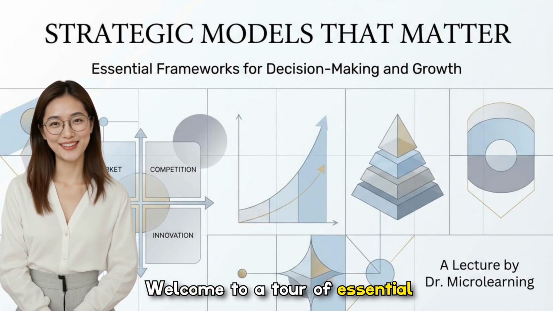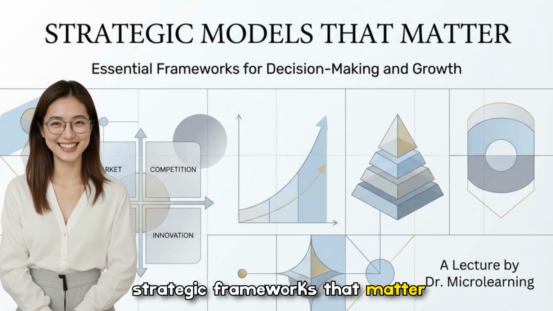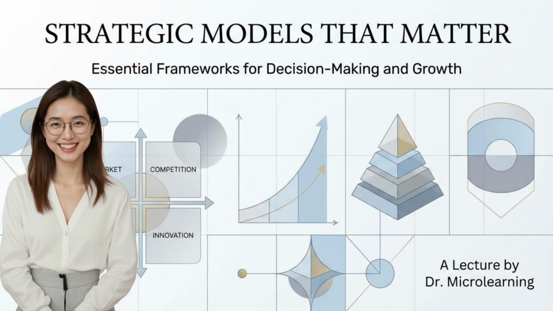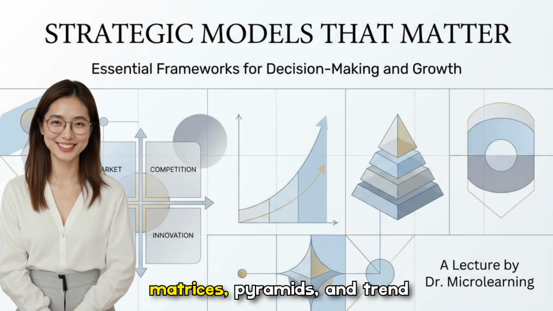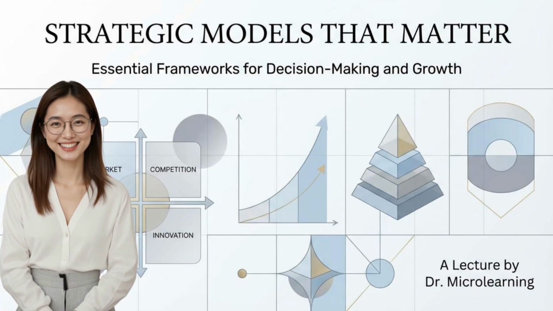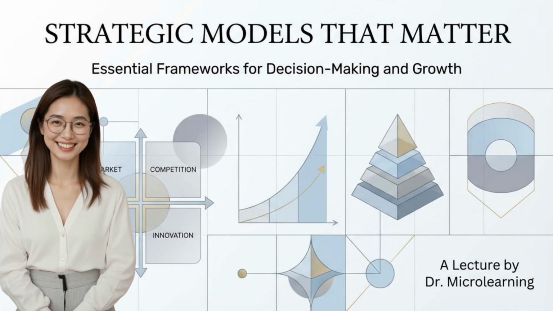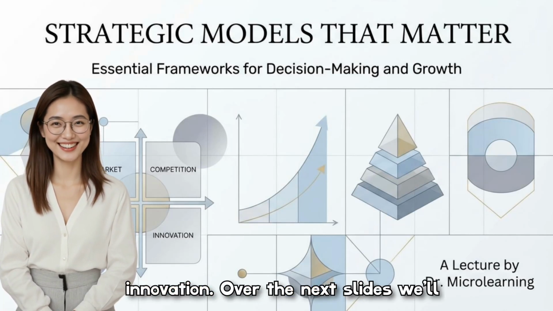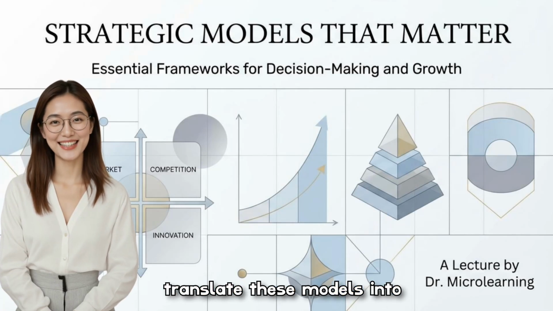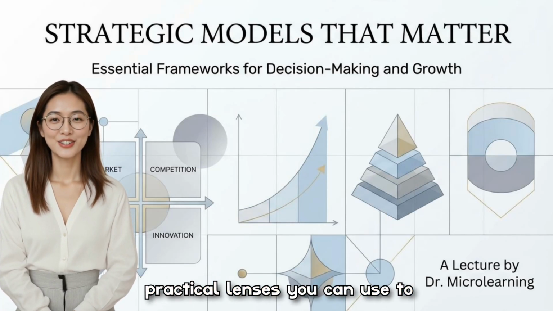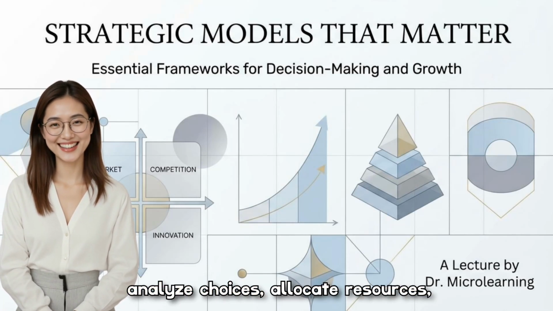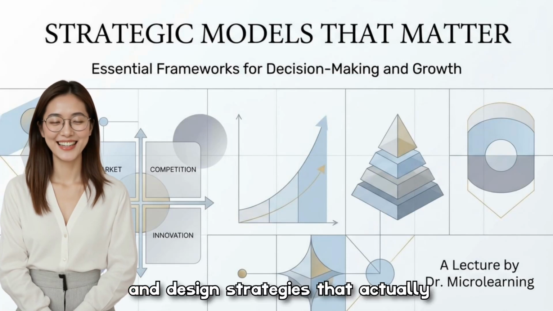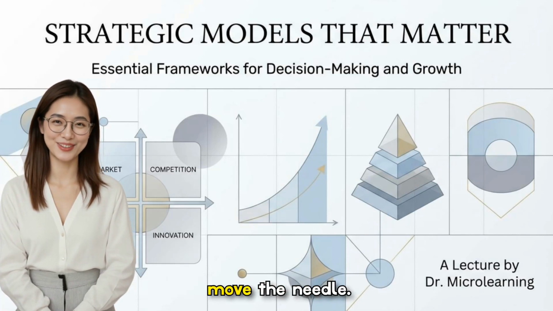Welcome to a tour of essential strategic frameworks that matter for decision-making and growth. Introduced visually here with matrices, pyramids, and trend curves that map markets, capabilities, competition, and innovation. Over the next slides, we'll translate these models into practical lenses you can use to analyze choices, allocate resources, and design strategies that actually move the needle.